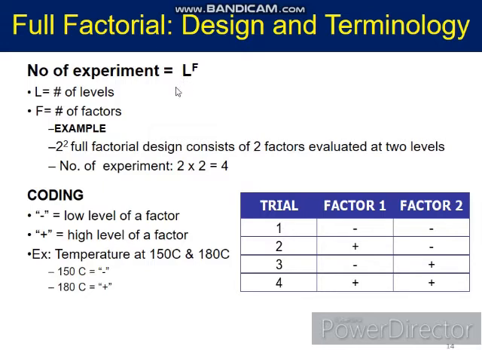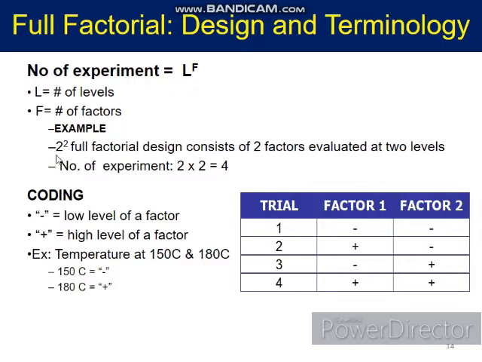So for example, if I conducted an experiment in baking just now, let's say I have three factors: temperature, number of eggs, and baking time. So F will be 3, right? And each factor I'm going to evaluate at two different levels: temperature at 150 to 180 degrees Celsius, number of eggs 1 and 2, and baking time 30 minutes to 40 minutes. So L becomes 2. For that example, I have three factors and two levels, so the number of experiments I have to run is 8, which is 2 to the power of 3.